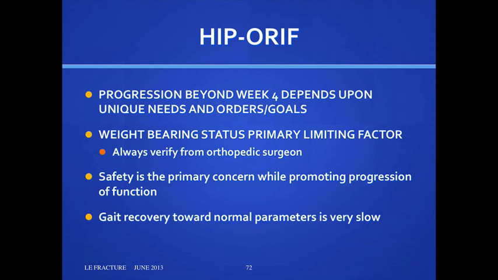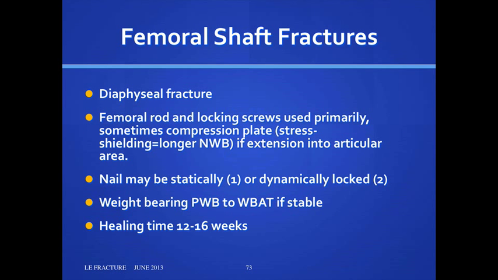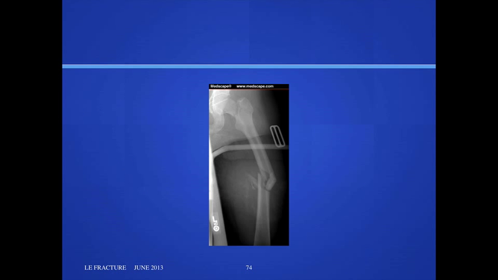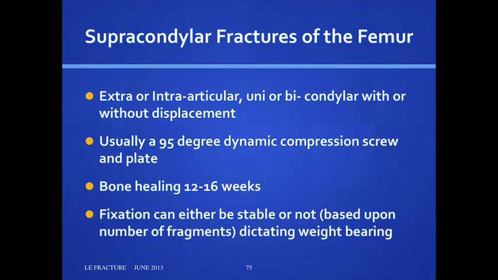Progression beyond 4 weeks depends upon the unique needs of the patients and goals. Weight bearing status is a primary limiting factor, remember that. Safety is a big concern when promoting progression or function, and gait recovery to normal parameters is very slow in the elderly patient especially. Moving distally, femoral shaft fractures, usually a rod and locking screws that I mentioned before. The locking screws prevent rotation or movement along the transverse plane. Again, weight bearing can vary. Partial weight bearing is tolerated if it's a stable fracture, 3 to 4 months healing. So that's pretty much across the board. You can see that shaft fracture.